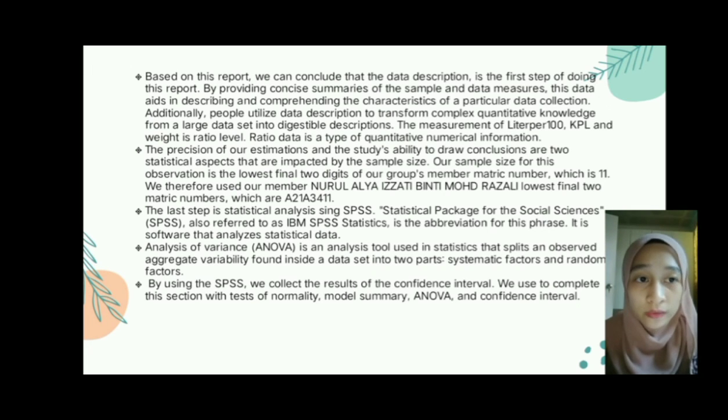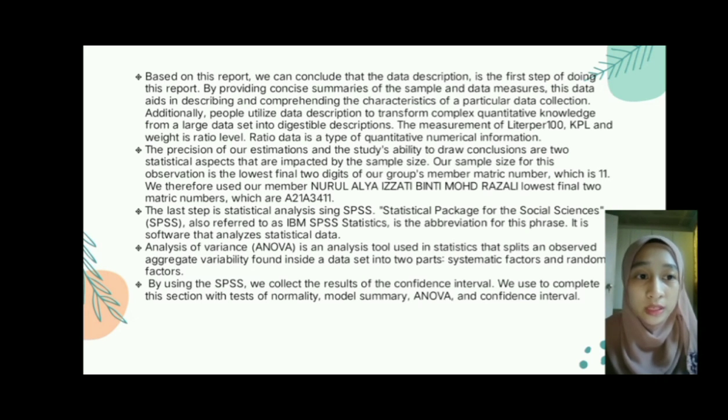There are 4 key characteristics of ratio data. The ideal form of data to work with is ratio data in every situation, because you can employ the complete textbook of statistical approaches. There are also 3 descriptive statistics you can obtain using ratio data. The second step is we use sampling data and record categorical data. The precision of our estimation and the study's ability to draw conclusions are two statistical aspects that are impacted by the sample size. Our sample size for this discussion is the lowest final 2 digits of our group member matrix, which is 11. We therefore use our member Nurul Alia Izzati binti Muhammad Razali, the lowest final 2 matrix numbers, which are A21, A3411.